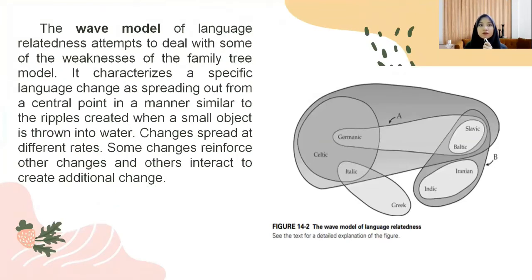The wave model of language relatedness attempts to deal with some of the weaknesses of the family tree model. It characterizes a specific language change as a spreading out from a central point in a manner similar to ripples created when a small object is thrown into water. Changes spread at different rates. Some changes reinforce, others change, and others interact to create additional change.